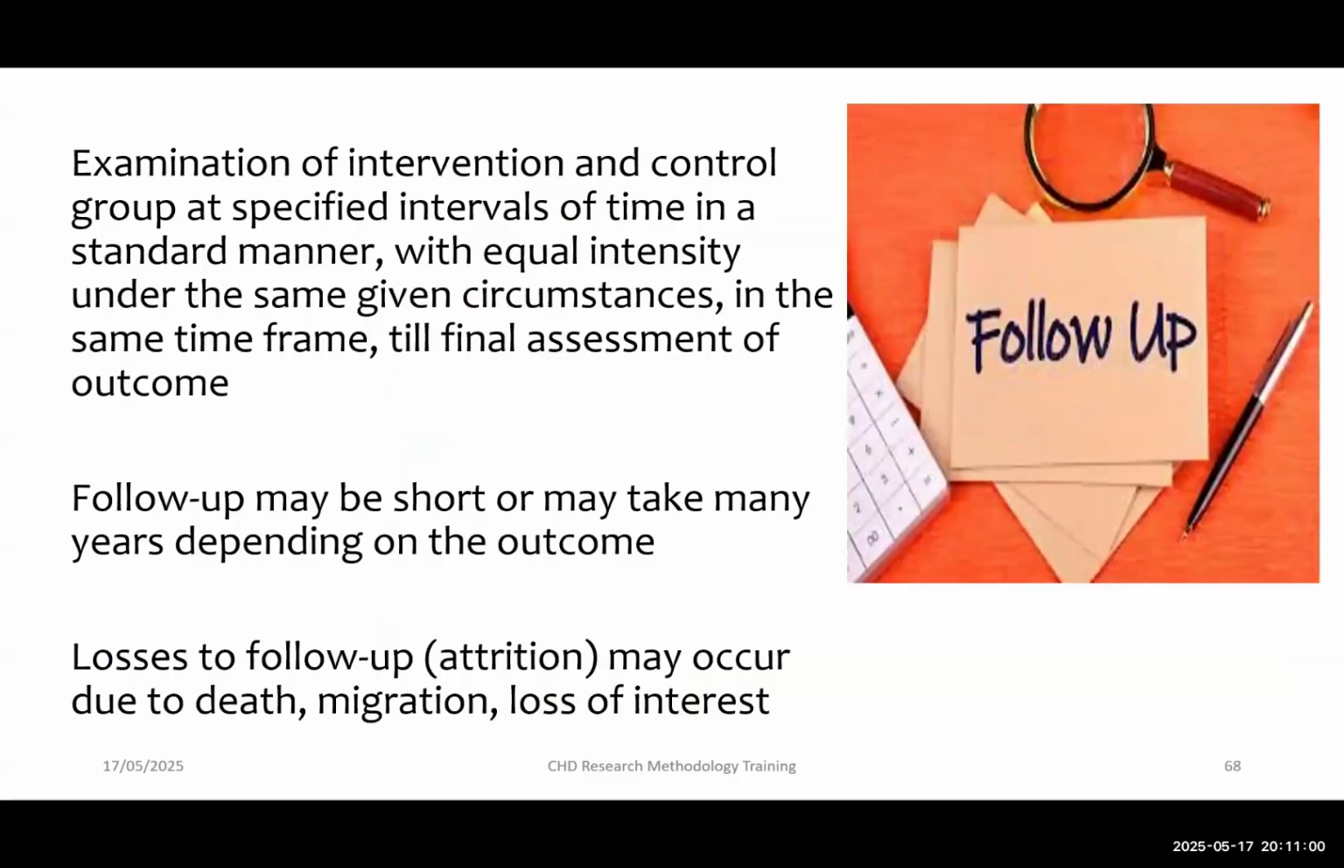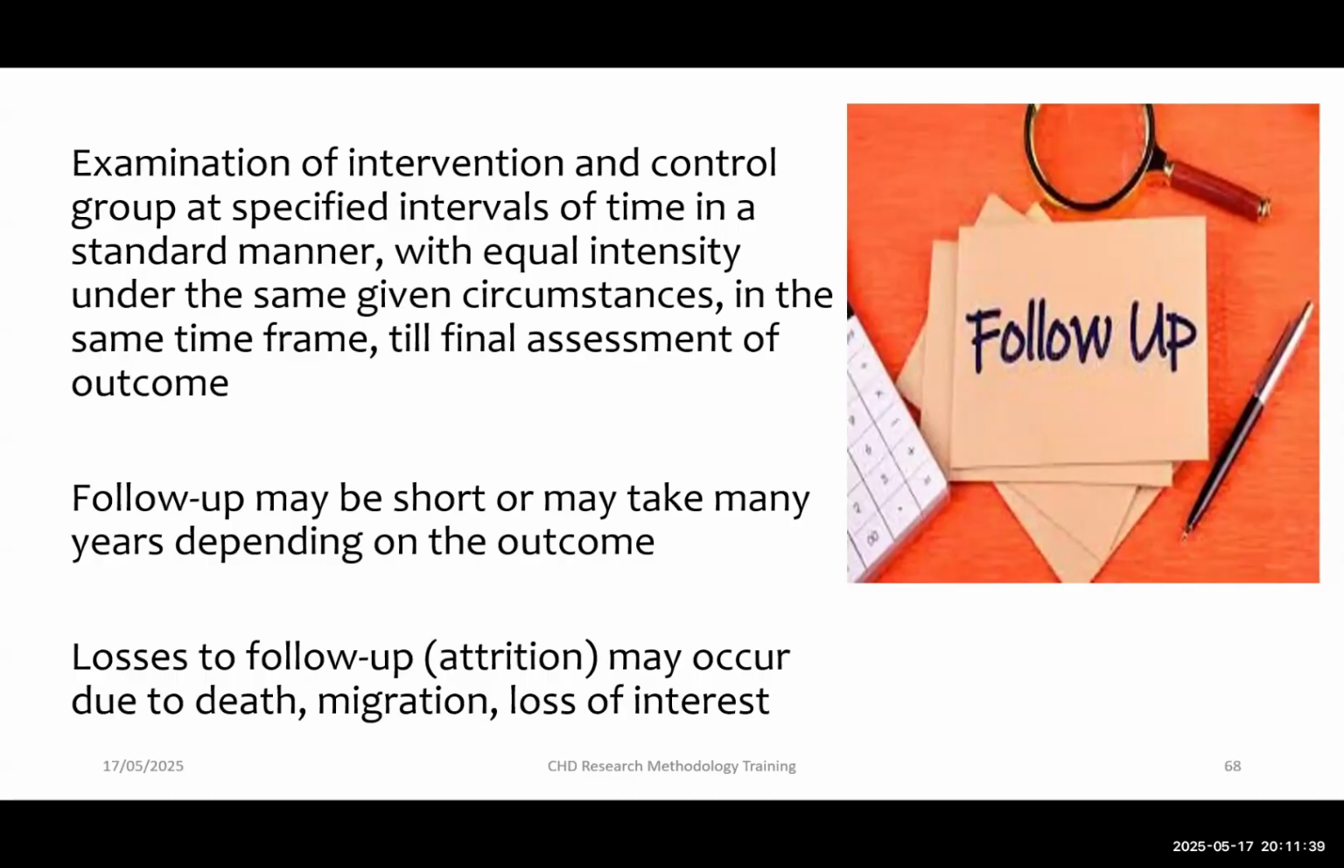In an RCT, you follow them up. So a follow-up examination of both the intervention group and the control group at a specified interval must be done, irrespective of which group they belong to. I explained that earlier. The intensity you use to do the measurement should be the same in both groups. If not, it will introduce bias. The people in one group might know what is going on. So the circumstances, the timing, the time frame, and the final assessment must be the same measure for both groups as you follow them up.